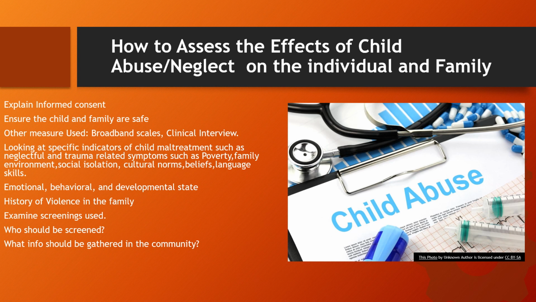So how do we assess the effects of child abuse and neglect on individuals and families? Initially, the therapist might explain the informed consent process, as well as the limits of confidentiality with the clients. Firstly, the child and family would be given certain assessments to check for safety in order to evaluate the potential risk of harm. Ensuring that a child is safe and secure is important during the assessment process.